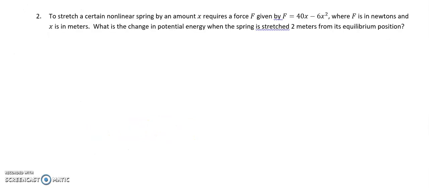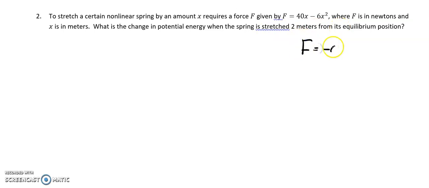Okay, so we have one more problem we're going to solve together. We have a nonlinear spring, so it's not something that's kx. In this case, F equals 40x minus 6x squared. And we want to find the change in potential energy when the spring is stretched 2 meters from its equilibrium position.